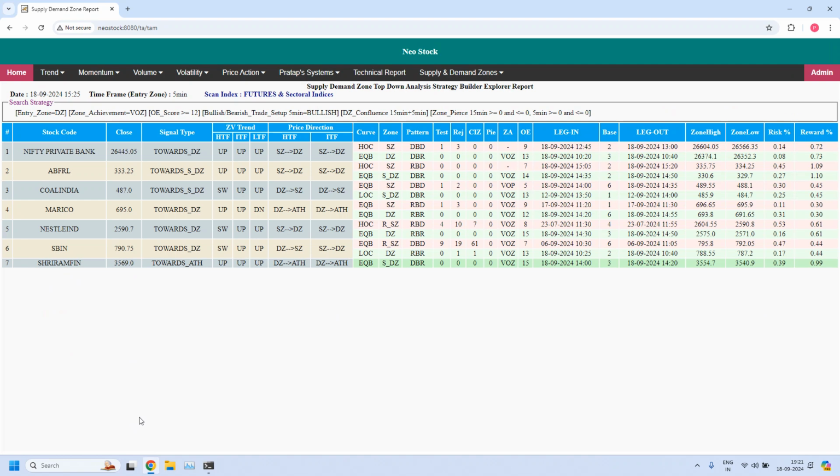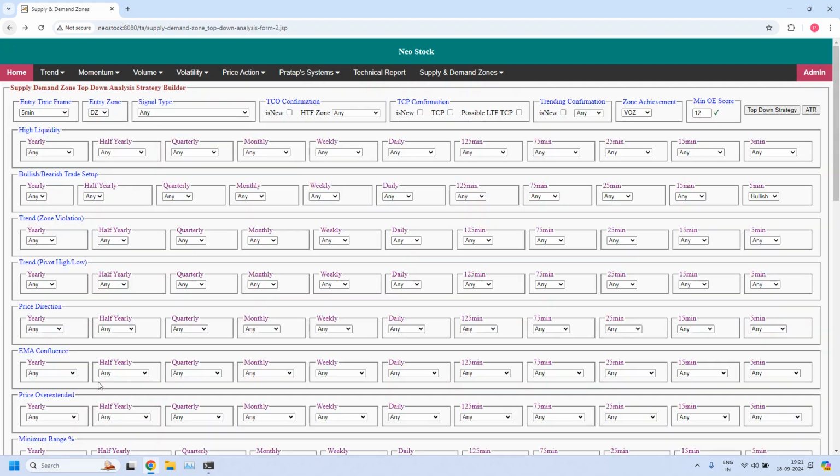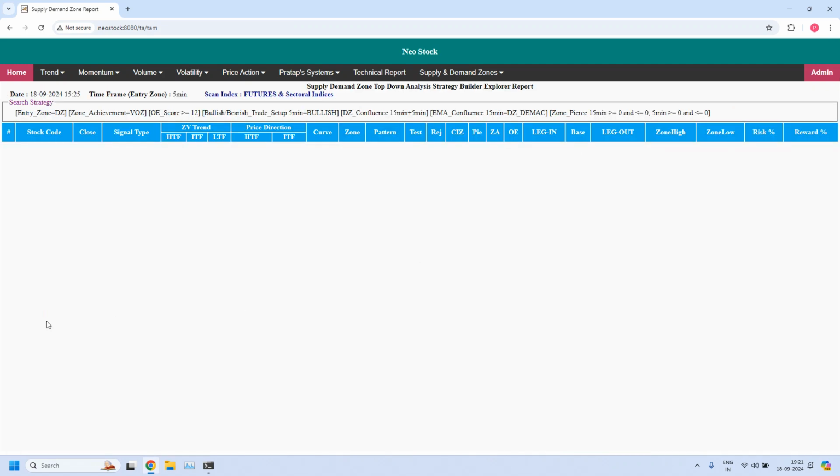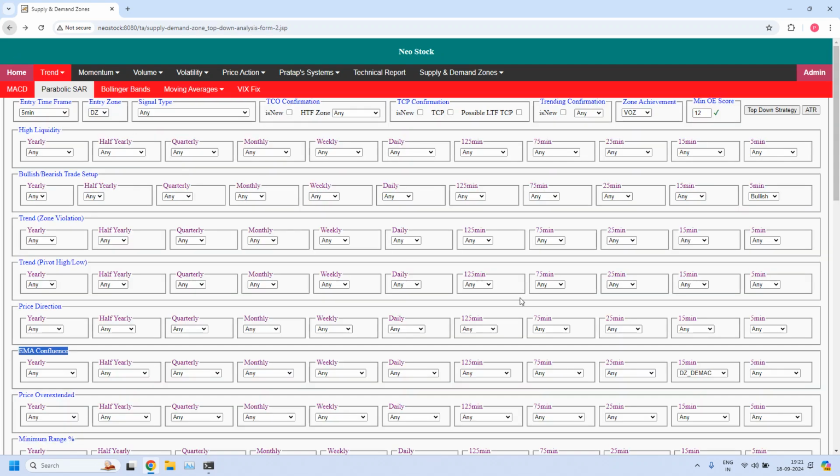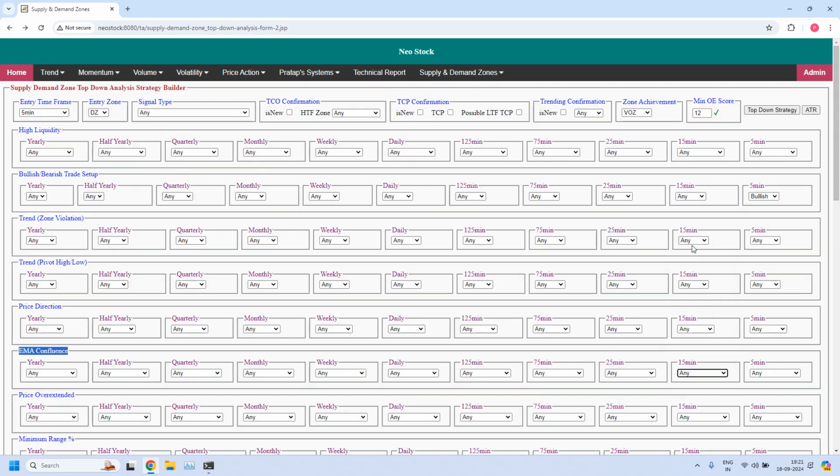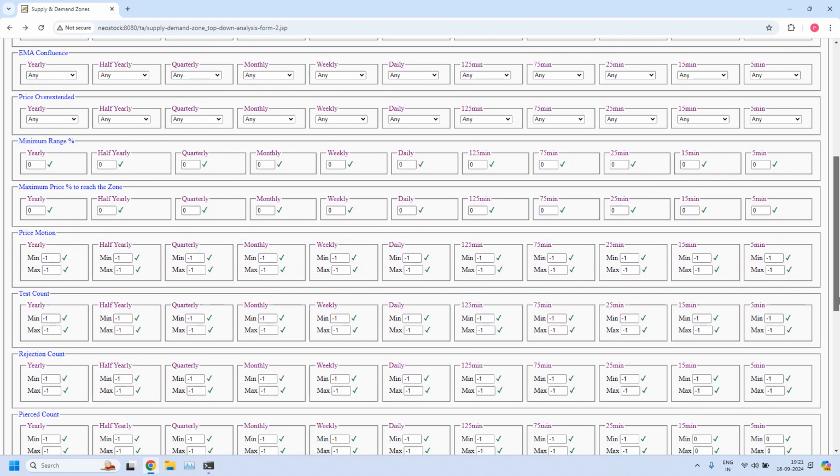Even to increase even more high probability, let us check if any of these 15 minute zones are having daily EMA confluence. Mostly we won't get, but let's verify. In the EMA confluence, 15 minutes demand zone with daily EMA confluence. None of the stocks. No issues. Removing the EMA filter.